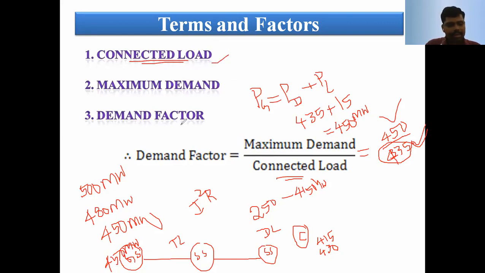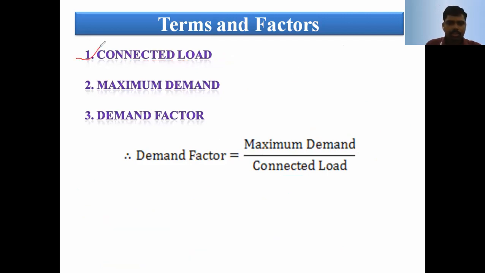Here the demand factor is always less than unity. That is, the connected load is the minimum value compared to the maximum demand. Connected load means the sum of all the appliances that we are using, calculated together. That is nothing but the connected load.